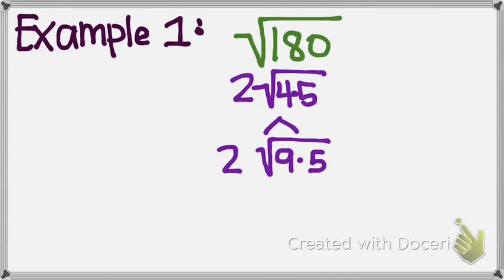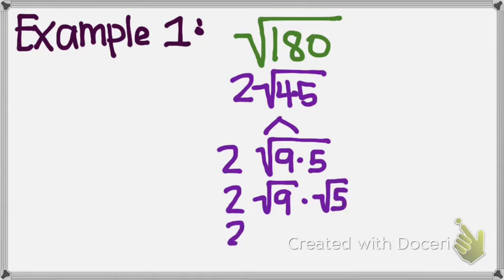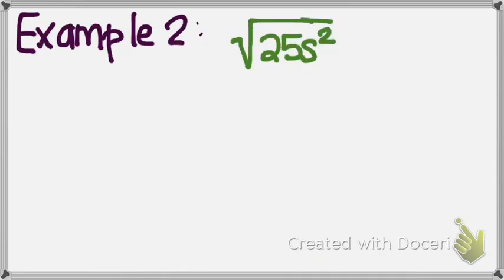Using the product property, I know that the square root of 9 times the square root of 5 is the same thing. The square root of 9 is 3. And 3 times 2 is 6. So even though we didn't start off with 36 times 5, we started off with smaller factors, you still end up getting the same answer.